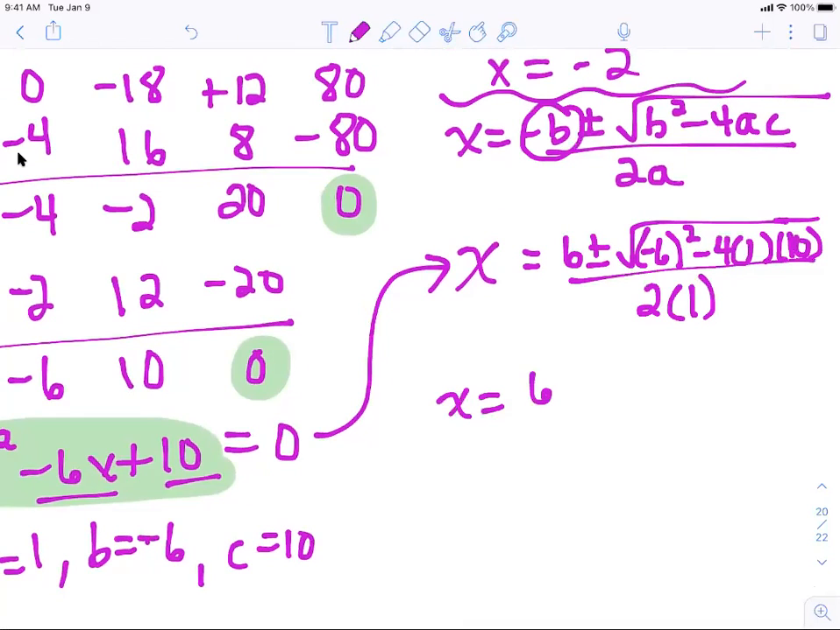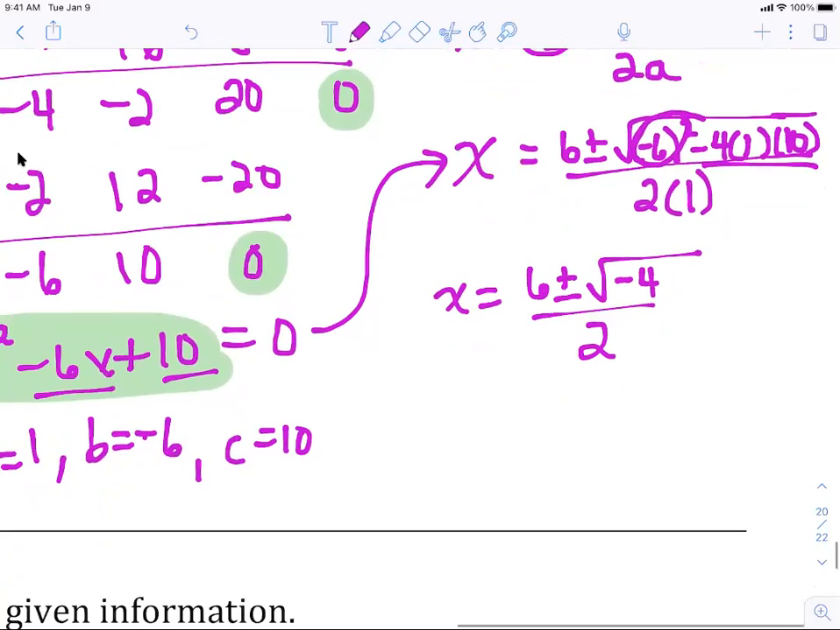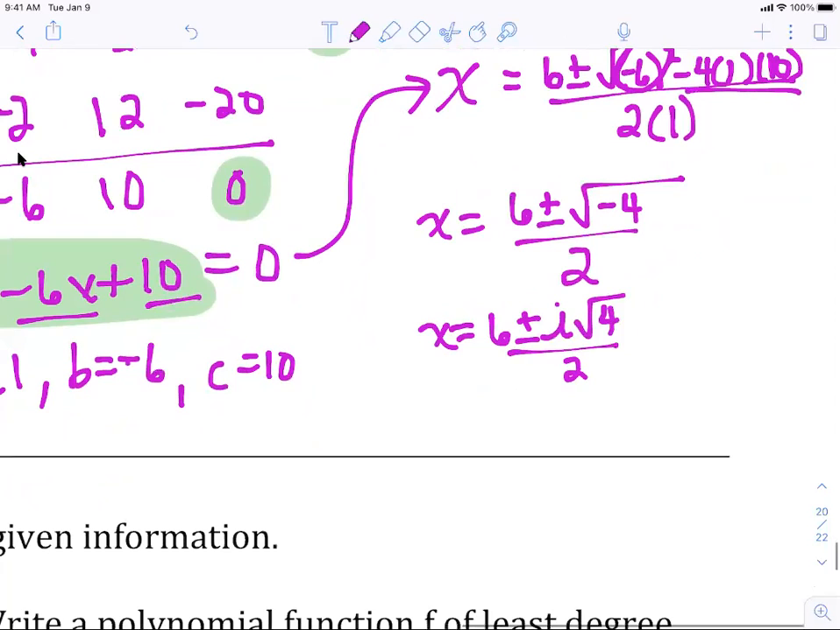So if I simplify everything on the inside, and the denominator, 2 times 1 is 2. The inside is going to be 36 minus 40, which is really going to end up being -4. And now here's where I can definitely confirm that I have my imaginary numbers, because we have a negative underneath the square root. Doesn't mean it's not a solution. It just means that we have to pull the negative out as an i, and then finish simplifying. So the square root of 4 turns out to be pretty nice. That ends up being 2.